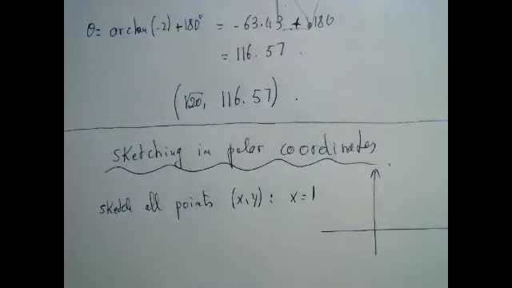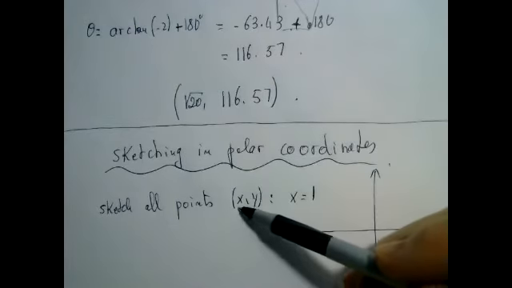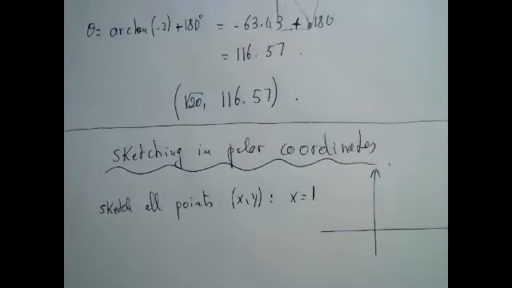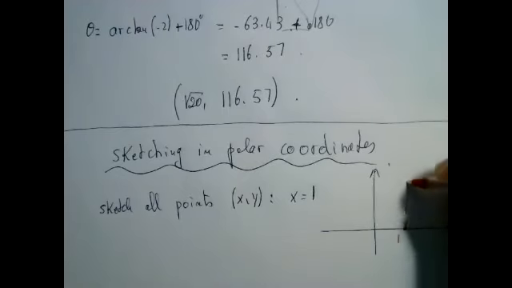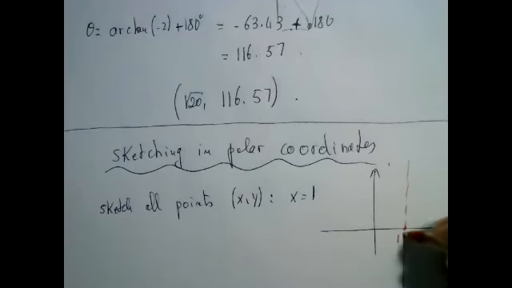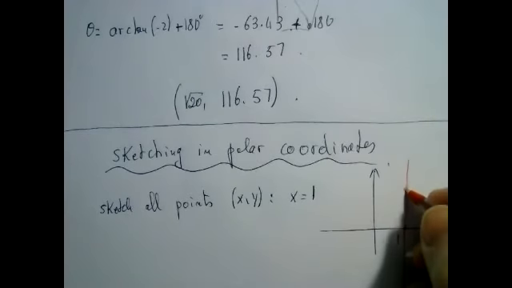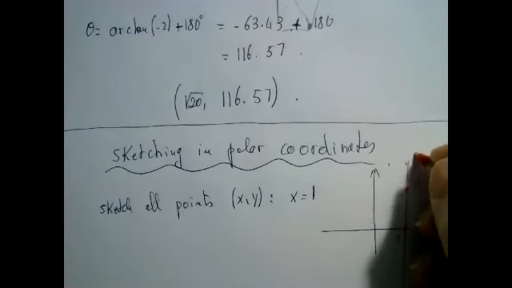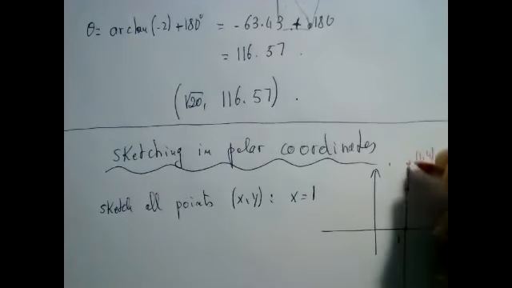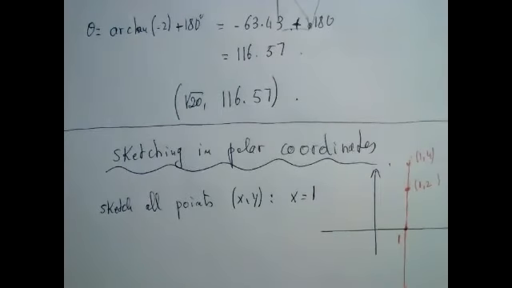So all the points that have the property that the x component is 1. If I'm sketching all the points that have this property, it's a line, right? Which line? x equal to 1. So it's this line. It means I'm sketching all the points such that the x component is 1. No matter what the y, the x is 1. So this could be (1, 2), (1, 4). I'm sketching all the points that have the property x equal to 1. I get the line x equal to 1 in Cartesian.